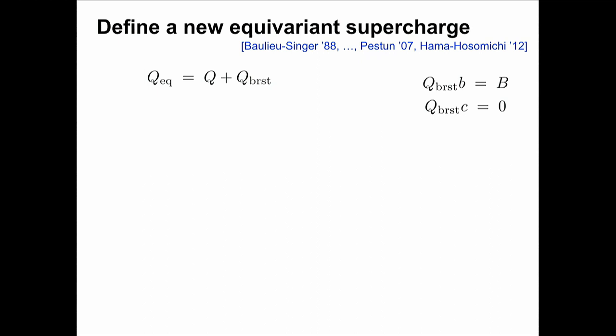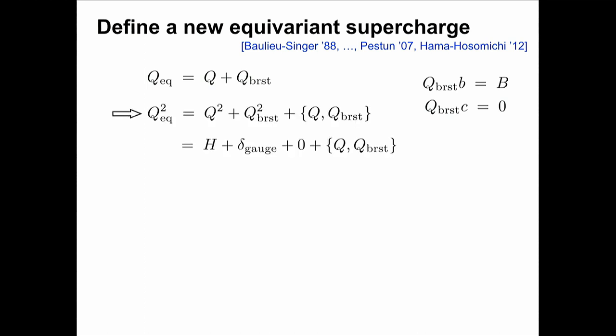Use the fact that there is a BRST charge which acts on these b and c. I'm in an abelian theory, so Q of c is 0. Q of small b is big B. Sometimes these are called the ghost, anti-ghost, and Lagrange multiplier. Then you make this combination, Q plus Q BRST, called Q equivariant. Let's look at this algebra. Q equivariant squared is Q squared plus Q BRST squared plus the anti-commutator.